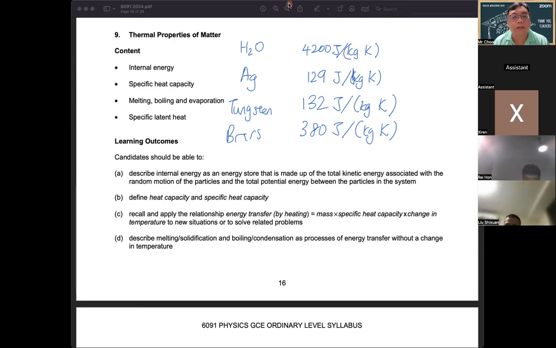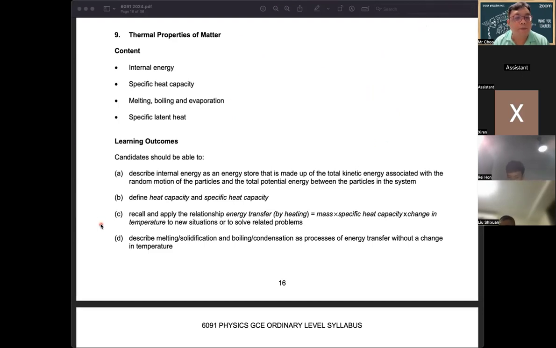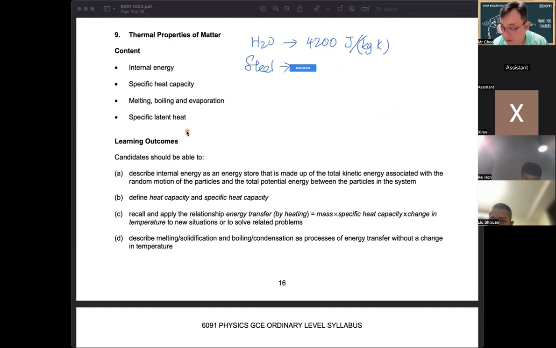Let me give an example. Let's see if we can do a simple example. First we talk about water, which has a specific heat capacity of 4,200 joule per kilogram Kelvin. Then another example would be steel. Steel has a specific heat capacity of 460 joule per kilogram Kelvin.